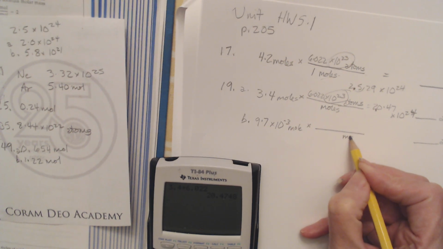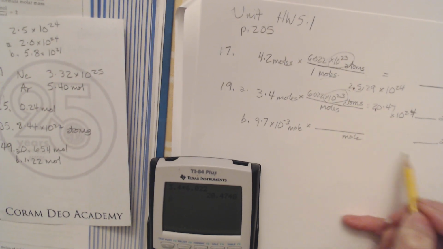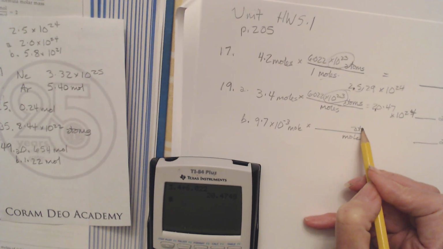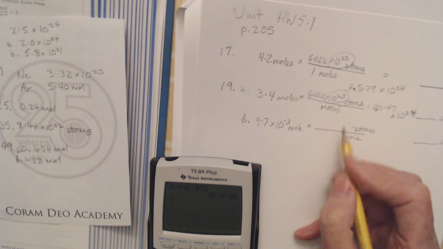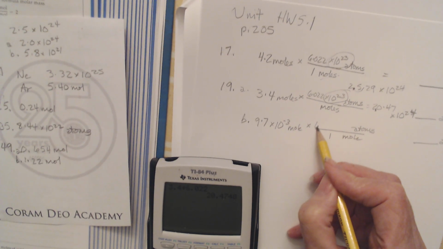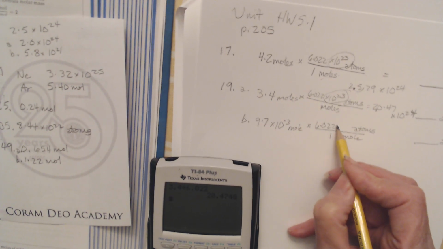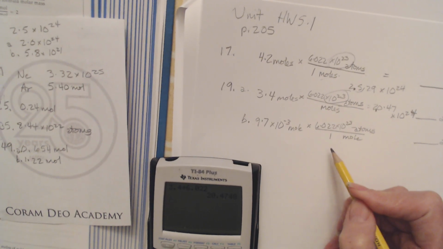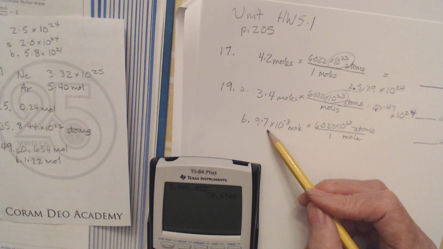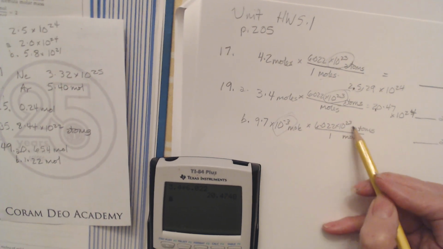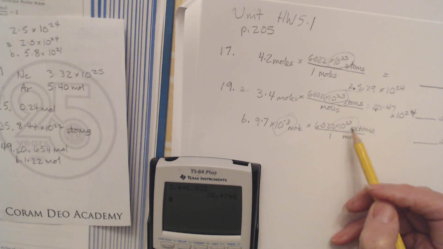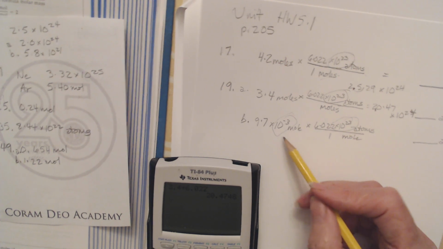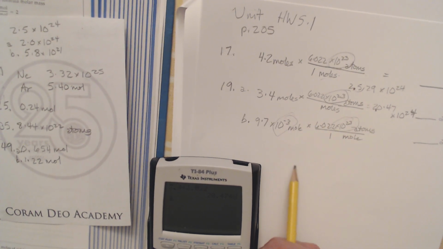I drive down mole. Now I say I know how many atoms are in a mole. So now I say for every 1 mole there are, you guessed it, 6.022 times 10 to the 23 atoms. So there we are with that. Now I'm going to remember I've got two exponents to deal with here. I'll deal with that in a minute.